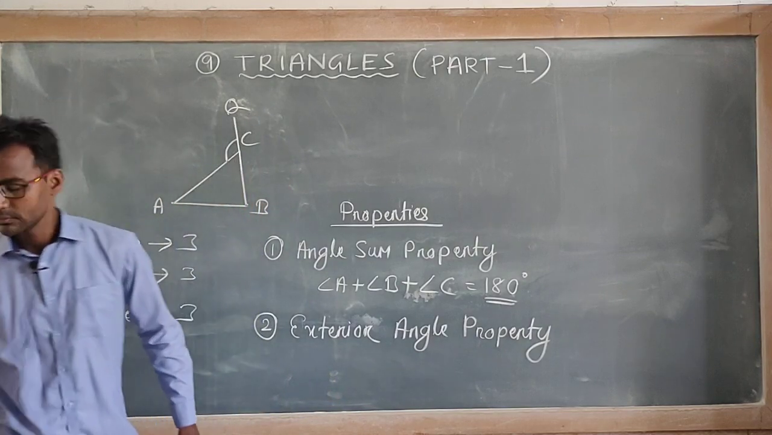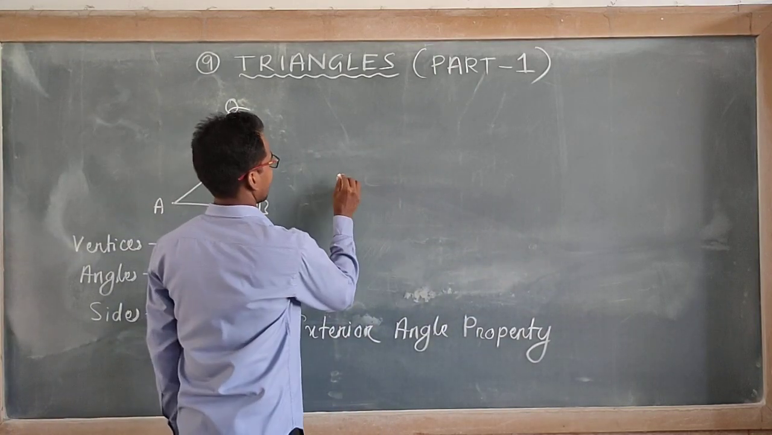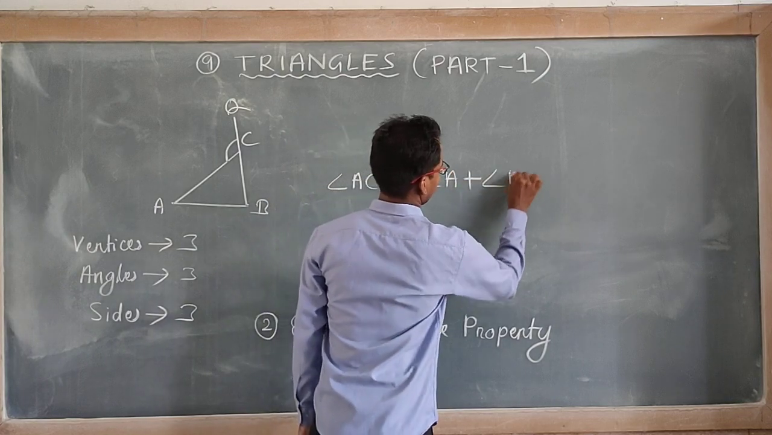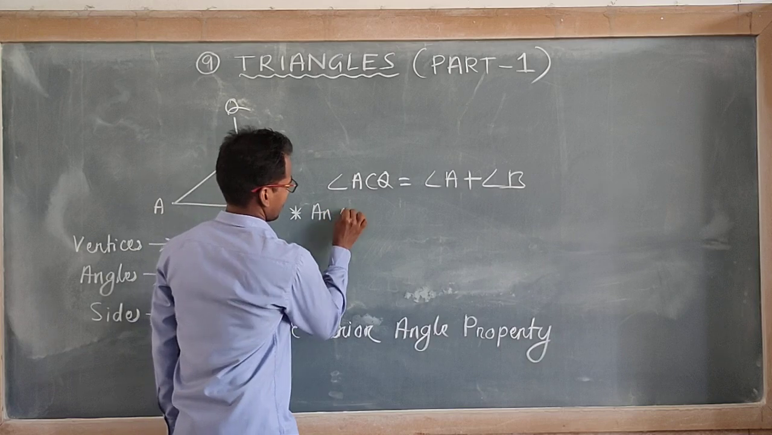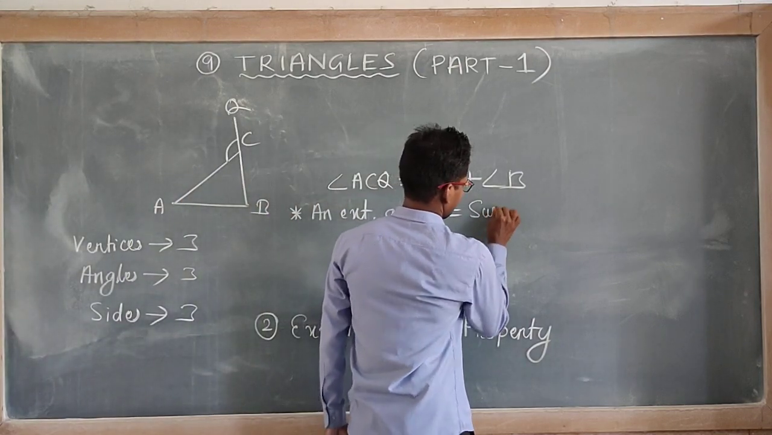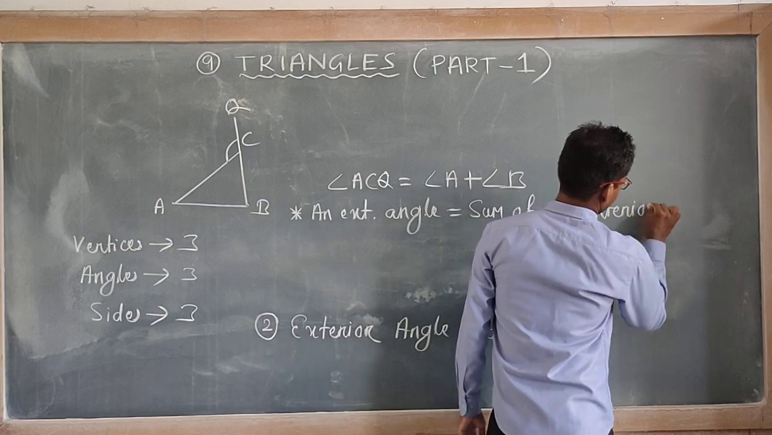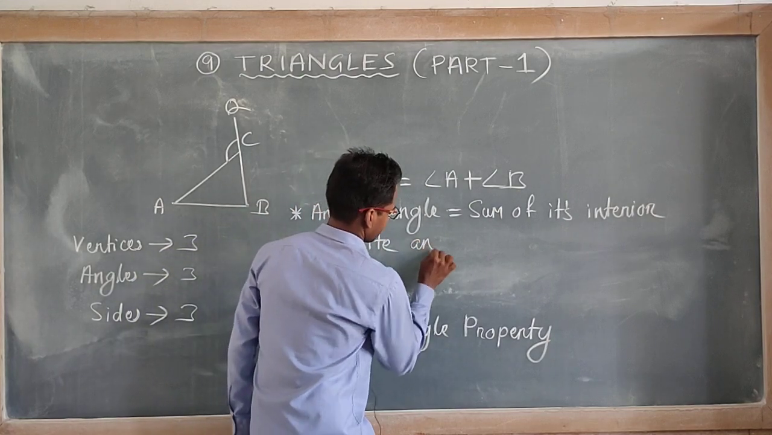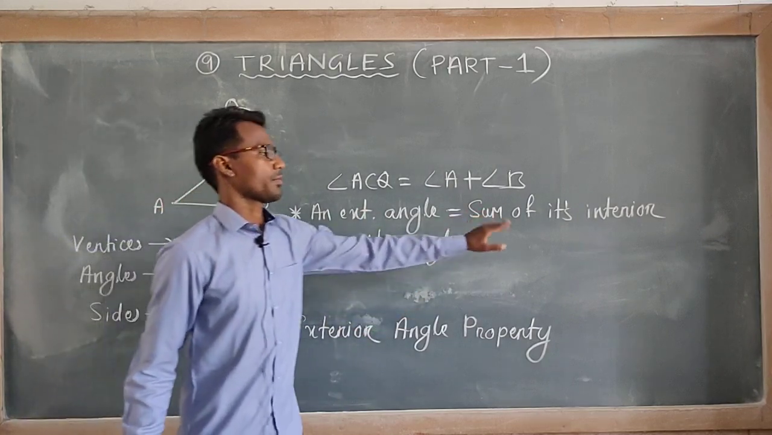Means angle ACQ is equal to angle A plus angle B. This is called the exterior angle property. So we get: an exterior angle is equal to the sum of its interior opposite angles. Remember this property, you already know this property. An exterior angle is equal to the sum of its interior opposite angles.